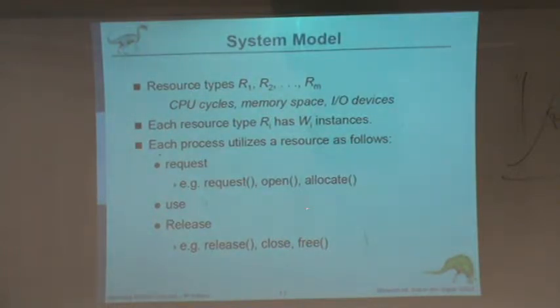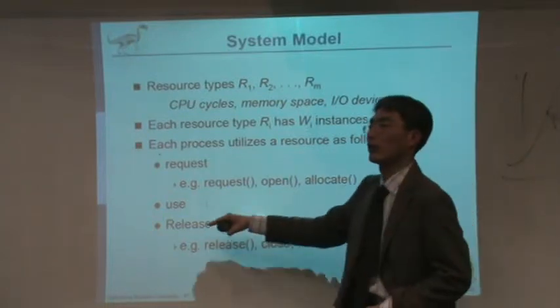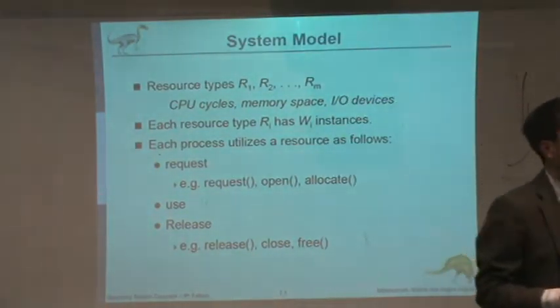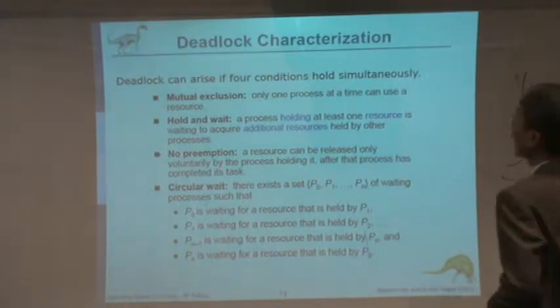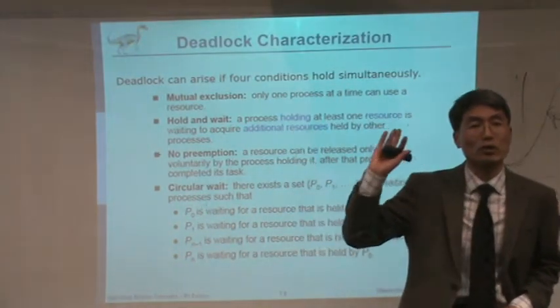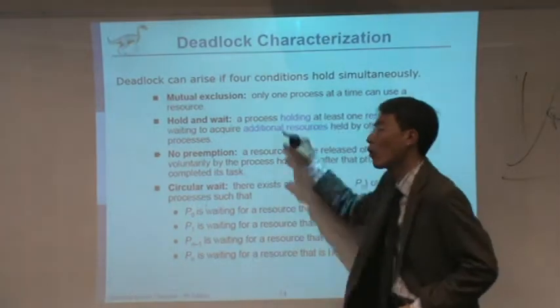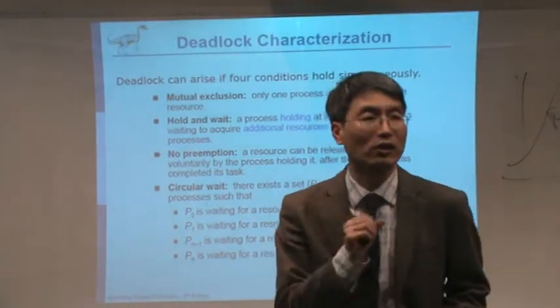Sometimes we use different commands, like opening a file, using it, and closing the file, or allocating memory, using the memory, and freeing the memory. But all of these are the same concept: request, use, and release. So that is how the operating system defines resource use. Then how can we define the deadlock? If the processes and resources satisfy these four conditions, we can say this is a deadlock situation.